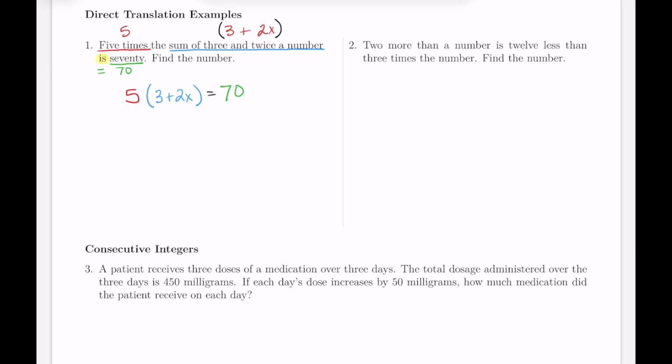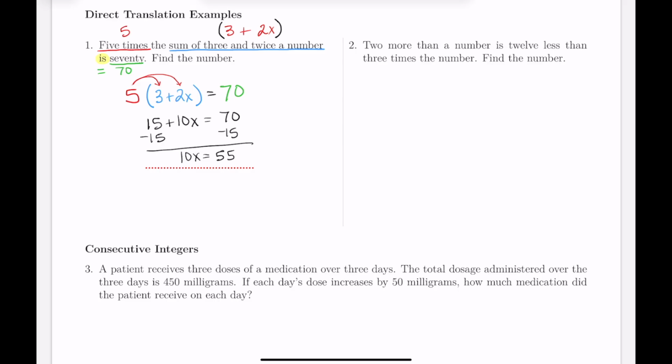There. We wrote this out using some numbers and variables. Okay, we're ready to solve. There's a few ways to solve, but if we keep doing this the way we've done previously, I'll just take this 5 and distribute this in. If you're wondering to yourself, could I have divided both sides by 5? Yes, you could have. But this will become then 15 plus 10x equals 70. Then I'll subtract a 15 from both sides and get 10x equals 55. The next thing that I'll do then is to divide both sides by 10.